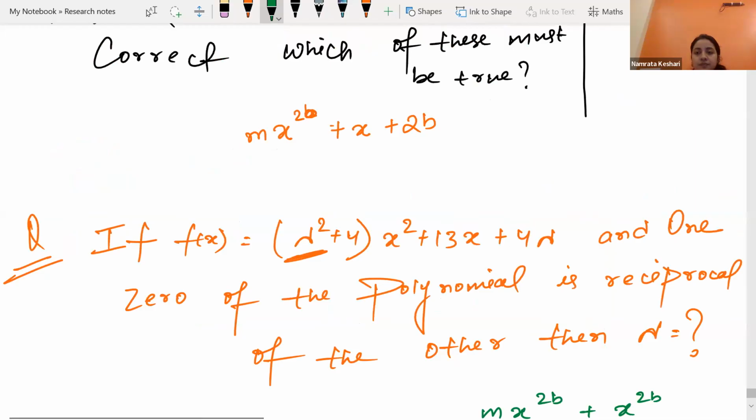Ma'am, I got the answer as 2. Yes, everyone got the answer. Good. Have you got lambda as 2? Yeah. Okay, let's do the next one. Anyone who is not getting what to do over here? Ma'am, I'm not getting. Everyone got 2.